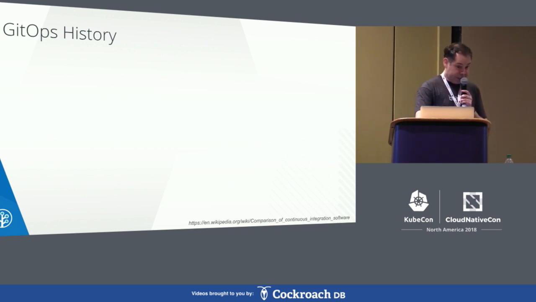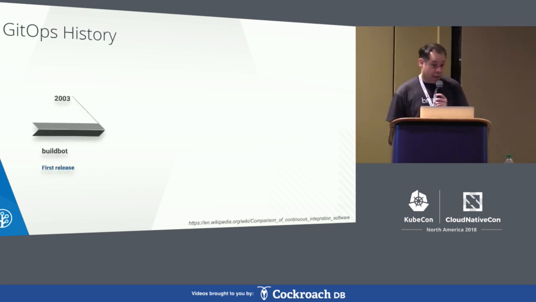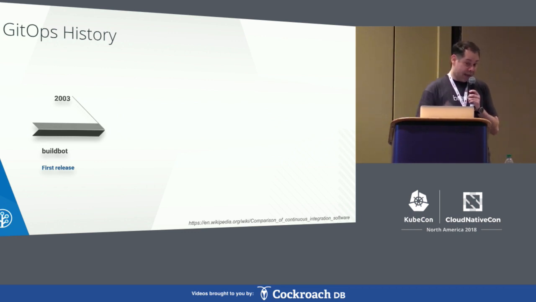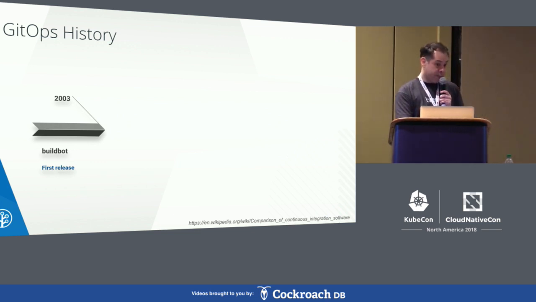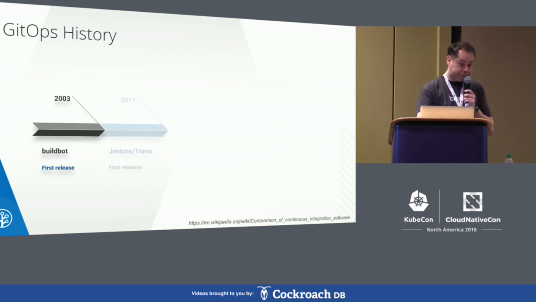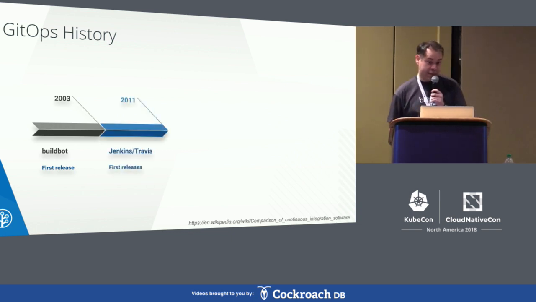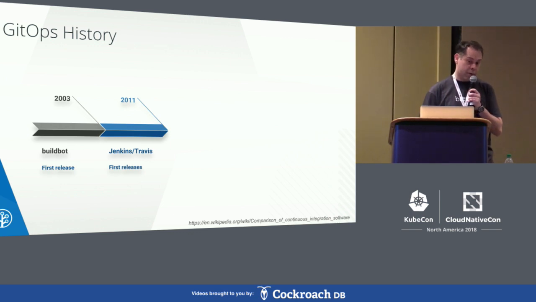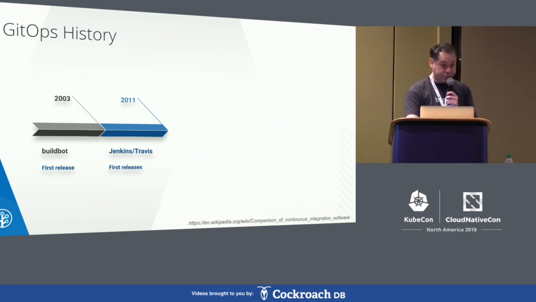Some of the GitOps history: in 2003, BuildBot was released as kind of the first CI/CD tool that I heard of, and it's actually being used in a lot of places today. It's pretty bare bones and written in Python. Then in 2011, Jenkins and Travis came into the world, and that's when Jenkins became the de facto standard for CI/CD, and Travis also for GitHub type of applications.